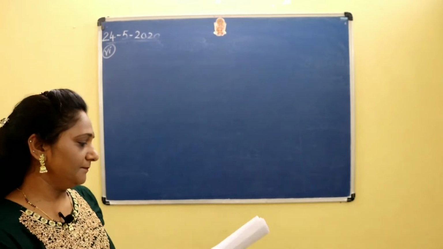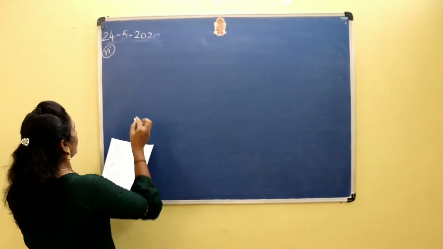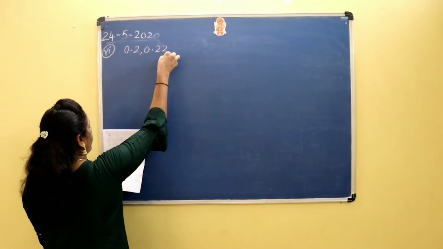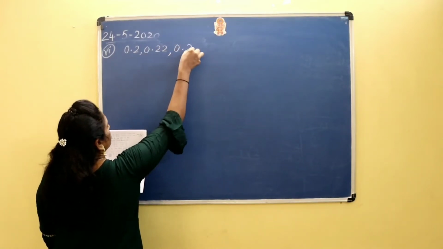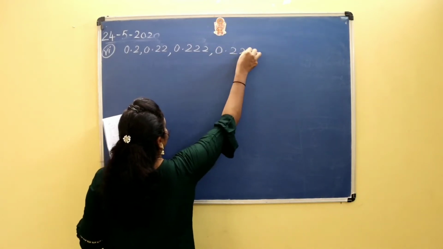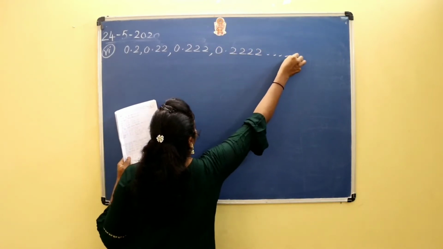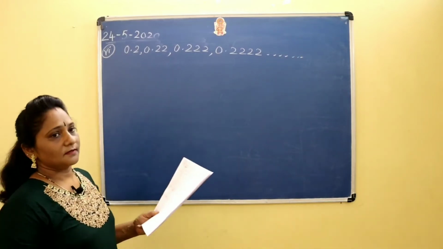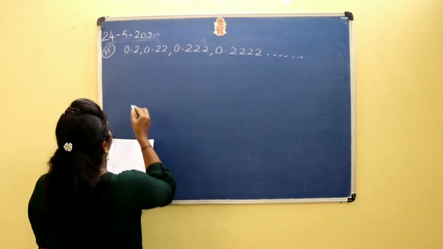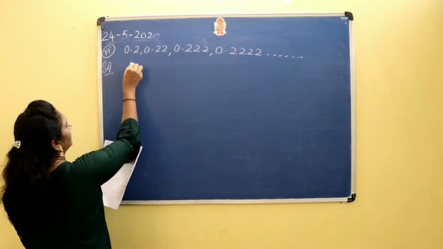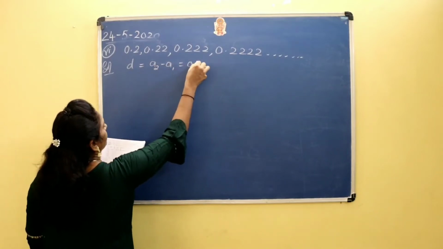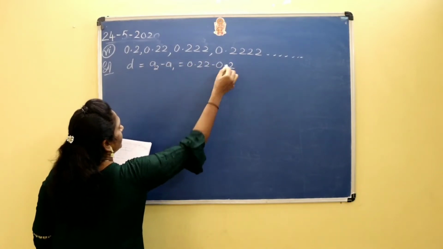Coming to the 6th sum, the given terms are 0.2, 0.22, 0.222, 0.2222 and so on. This is the given list of numbers. Here you have to find out D is equal to A2 minus A1. 0.22 minus 0.2.